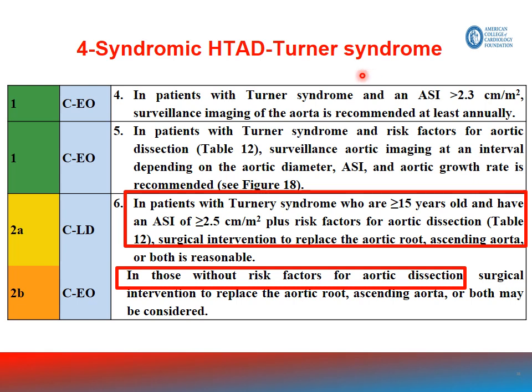What about Turner syndrome? The decision for surgery or intervention in patients with Turner syndrome depends on indexed parameters. In patients with Turner syndrome who are 15 years or older with an aortic size index of 2.5 cm per meter square or more, plus risk factors for aortic dissection, surgery will be given class 2A. In absence of these risk factors, surgery will be given class 2B.